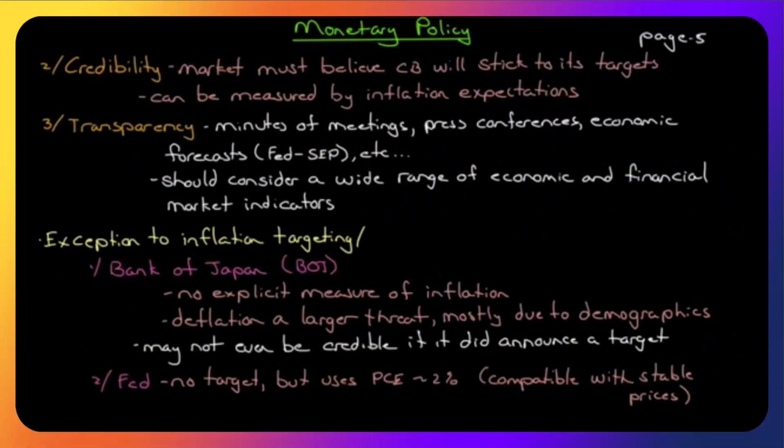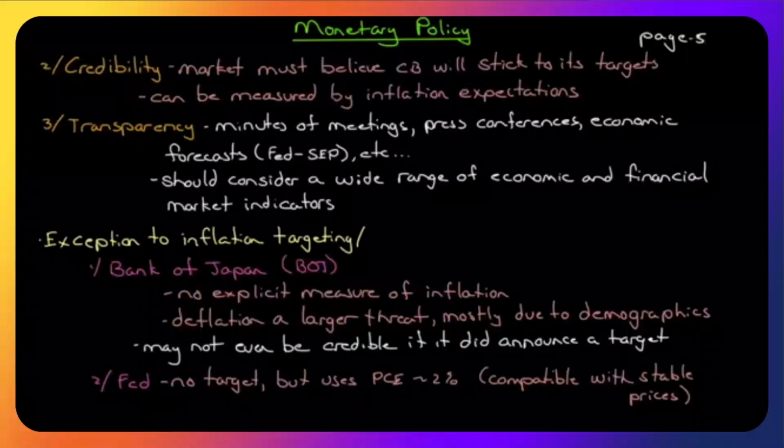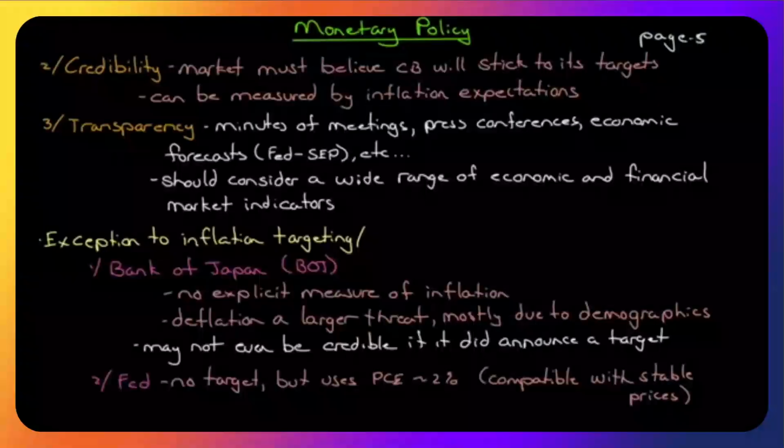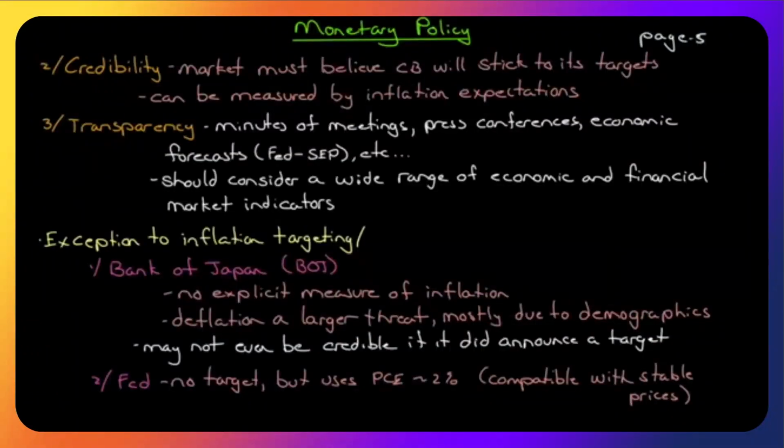Number 2, credibility. The market must believe that the central bank will stick to its targets, and we can always measure how much the market thinks the central bank is credible by looking at inflation expectations. Here we can find them in break-even rates. So we can look at yields on, let's say, a 5-year U.S. Treasury, versus yields on a 5-year TIPS.